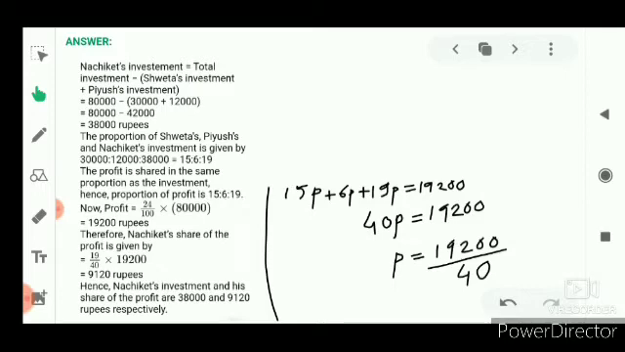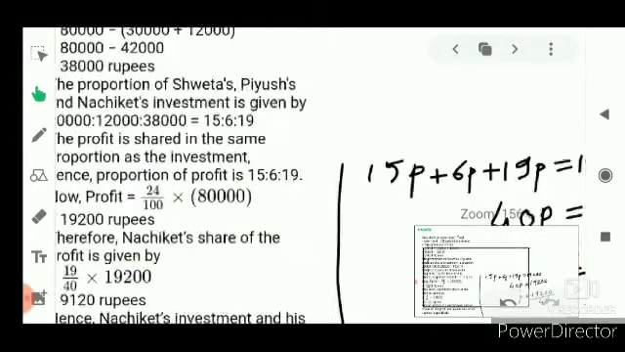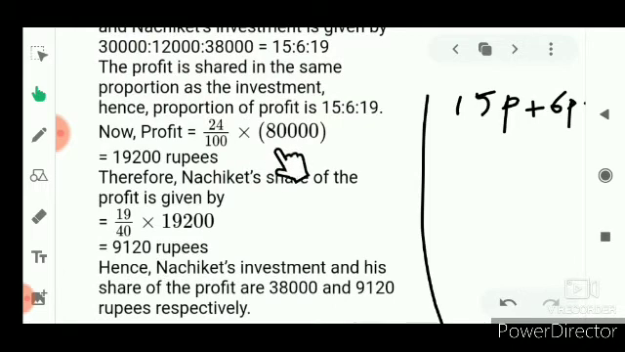So after that, it is given in the question that they have made a profit of 24%. So the profit should be shared in the same ratio as they have invested. So the total profit is 24% of 80,000. We write 24% as 24 by 100. So 24% of 80,000 will give 19,200 rupees. So this is the total profit.